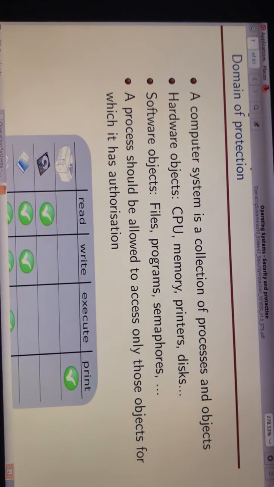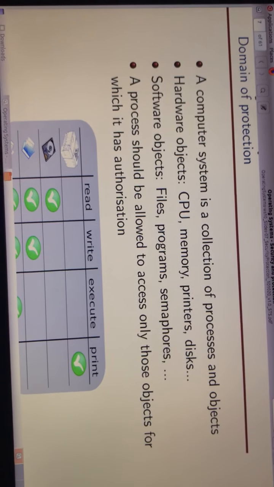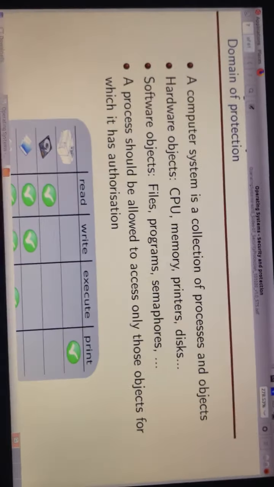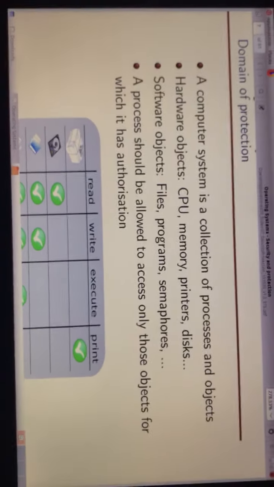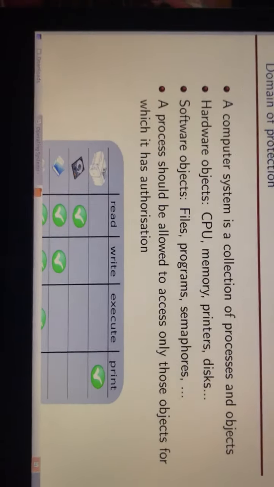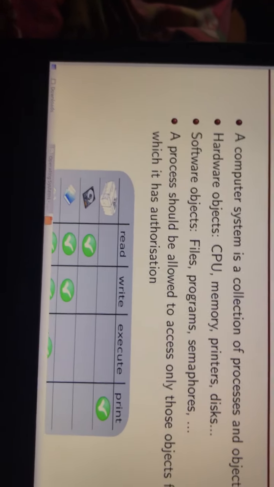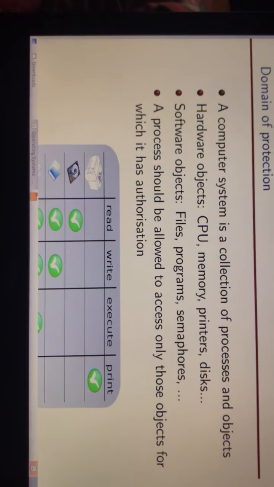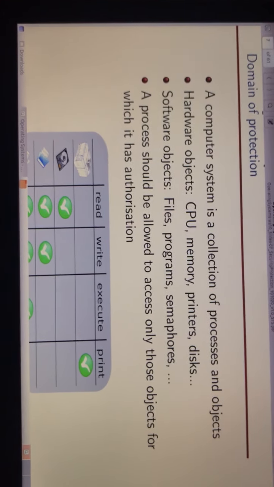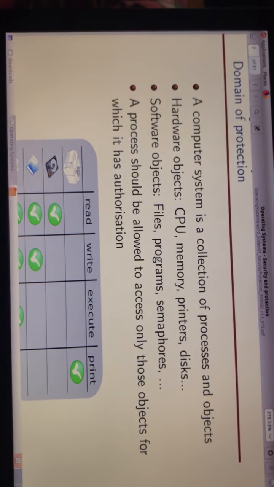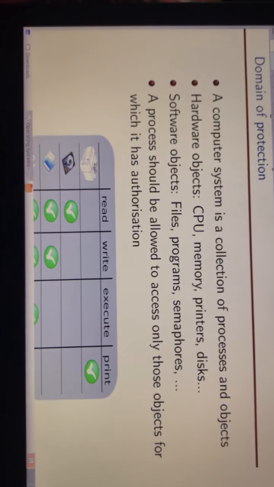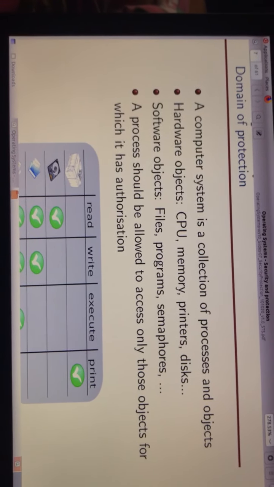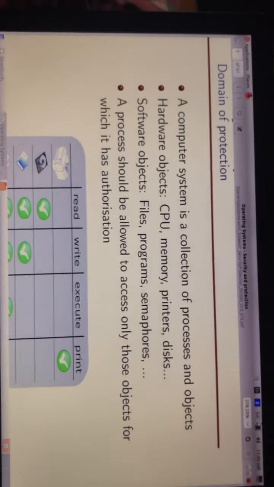So these are the domains of protection. A computer system mainly contains a collection of processes and objects. Objects means we are referring to resources. Mainly there are two different types of resources, hardware resources and software resources. Hardware resources are CPU, memory, printers, disk, etc. And software resources contain files, programs and semaphores. These are the diagrams for the domain of protection.